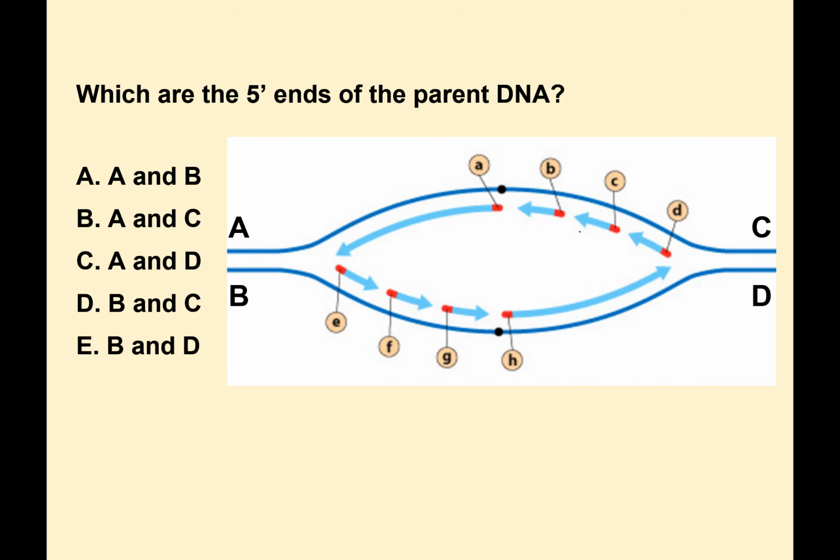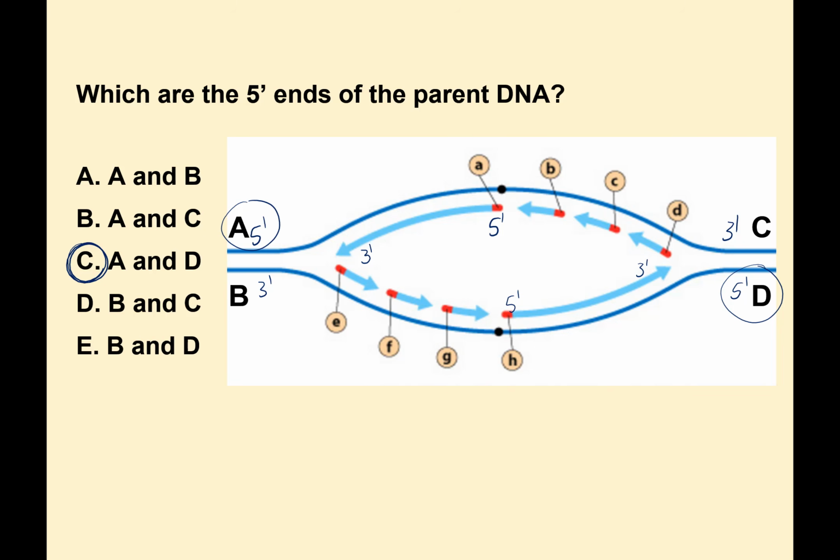So if these are the daughter strands being made, and you know they're being made 5' to 3', then you know the parents have to go in the opposite direction, 5' to 3'. And this one's being made 5' to 3', so the parent is 5' to 3'. The parents are in the darker blue. So A and D are the 5' ends of the parent strand. The answer is C.